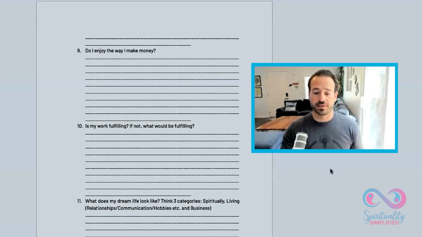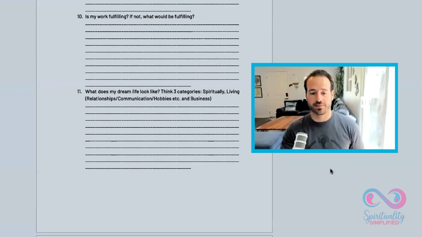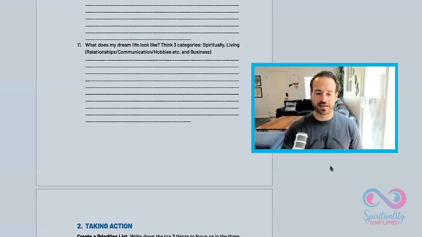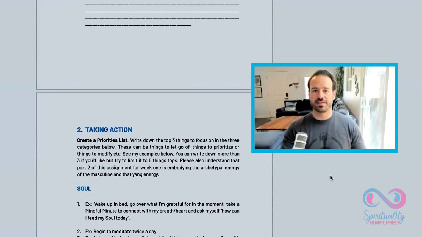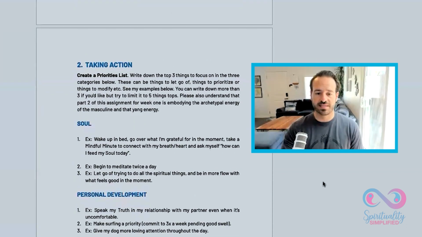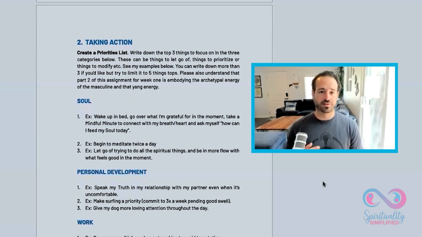Is my work fulfilling? If not, what would be fulfilling? What does my dream life look like? And think about this in all three of the categories: spirituality, personal development, and finally, work. So that is the feminine side of this, if you will. And now leaning into the masculine, taking action, because this is really the most important part. This is the integration of this specific exercise.